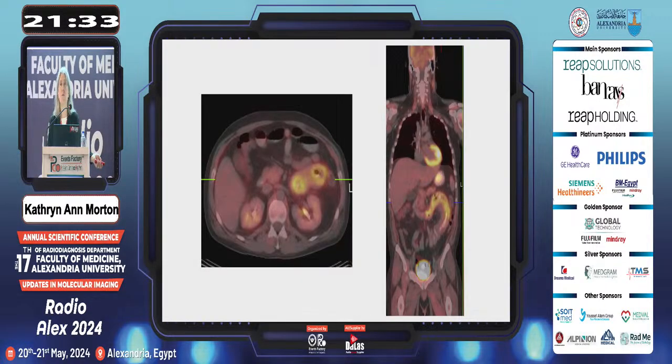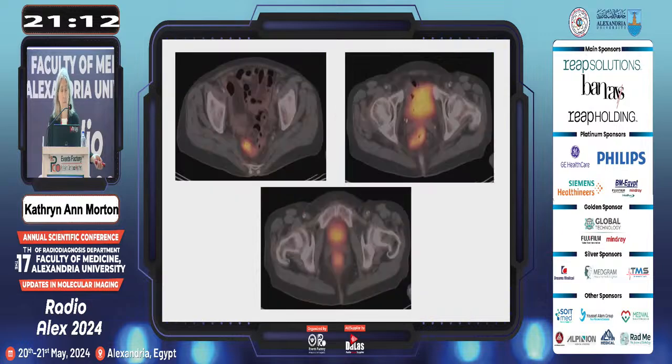This is a patient who was a leukemic patient who was treated with chemotherapy, developed severe abdominal pain, and you can see that the distal duodenum, the ligament of Treitz, and the proximal jejunum show wall thickening and increased metabolic activity. This is a patient with typhlitis following chemotherapy.